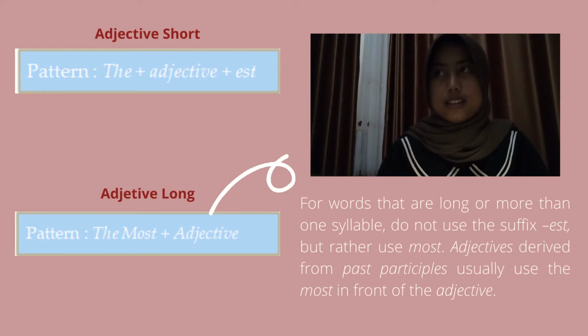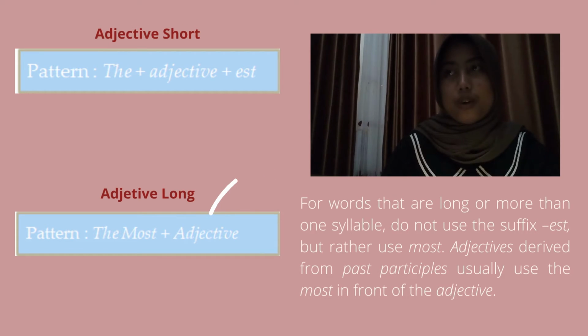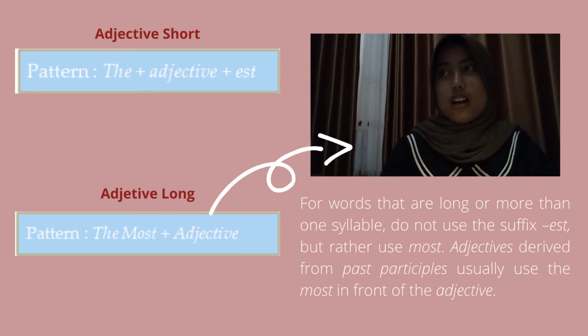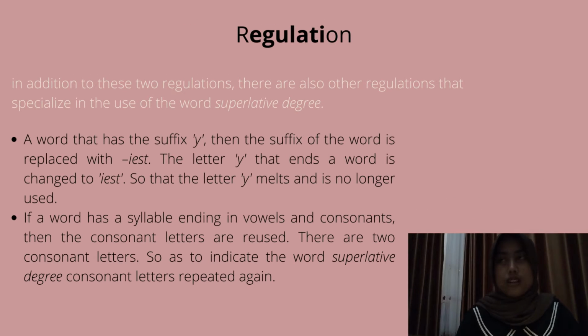Adjective long pattern: the most plus adjective, for words that are long or more than one syllable. Do not use the suffix est but rather use most. Adjectives derived from past tense verbs usually use most in front of the adjective. In addition to these two rules, there are also other rules that are special in the use of the superlative degree.